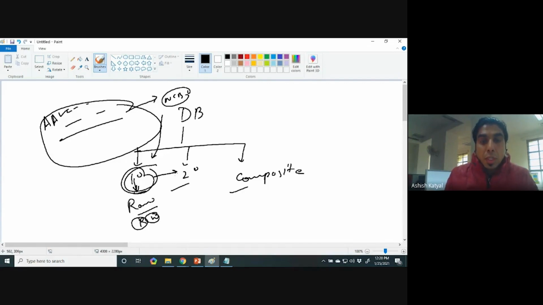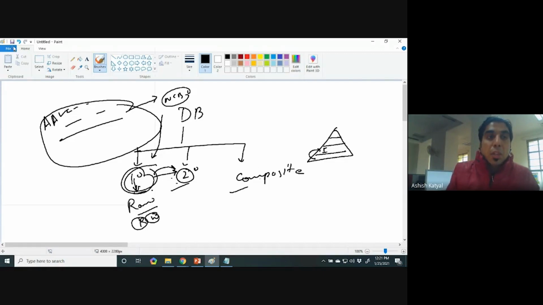I have told you regarding this database, or you can say knowledge tree. When this data is filtered, it becomes information. So when you filter this, it becomes the secondary database. Or if you are combining both databases, primary as well as secondary, then it becomes a composite database.